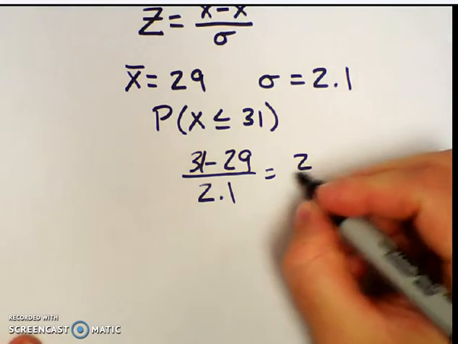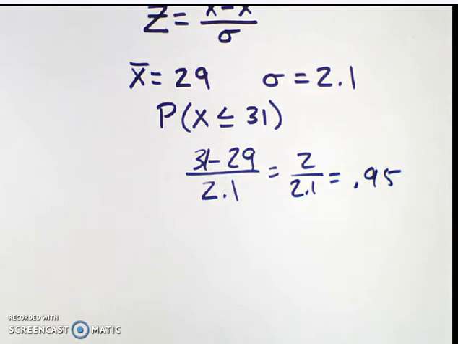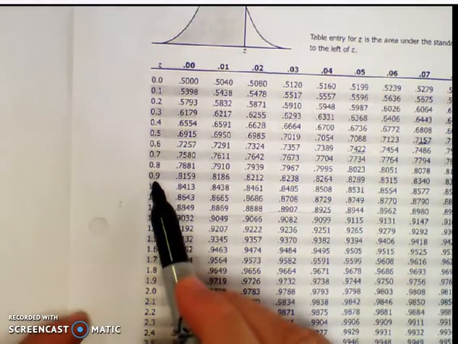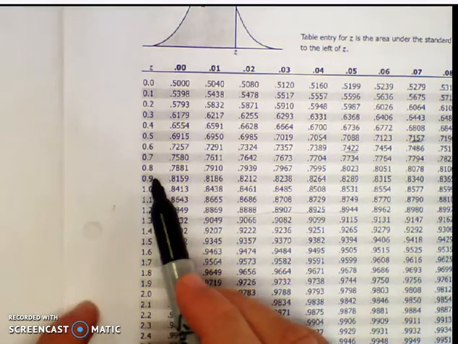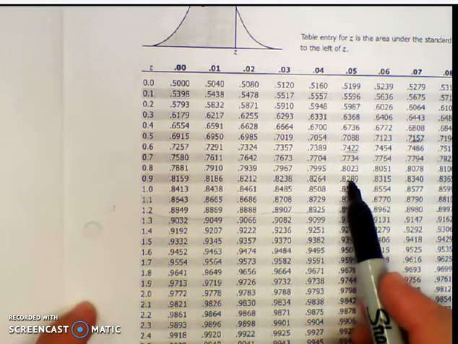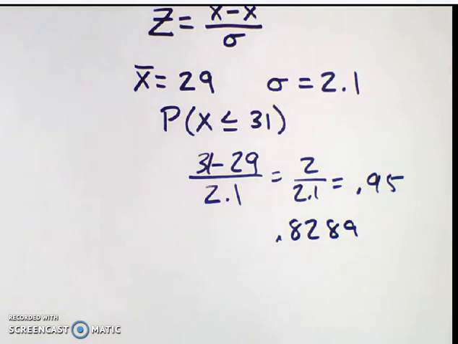Now you want to make sure that you round that correctly, because if you don't, it's going to get you the wrong answer. Now once you go to your z-table, you're going to go to the positive side. You're going to find 0.95. There's the 0.9. Go over to the 5 column, which is right here, and it's 0.8289. That is your probability. Okay? So any questions with that one?